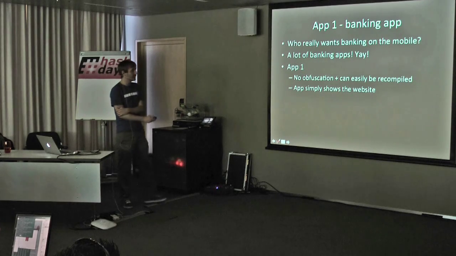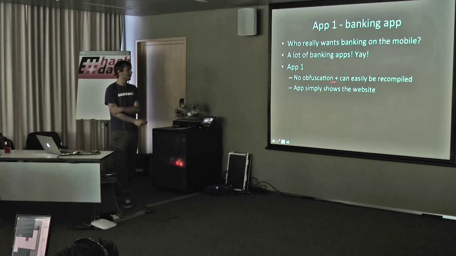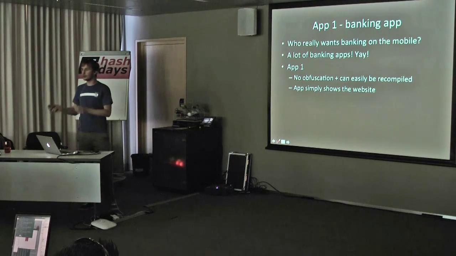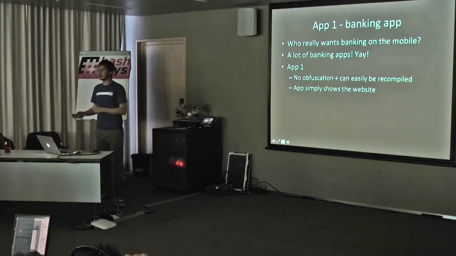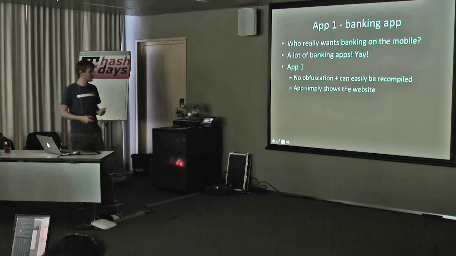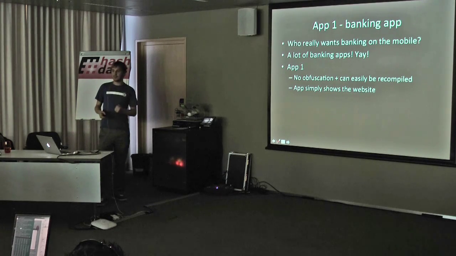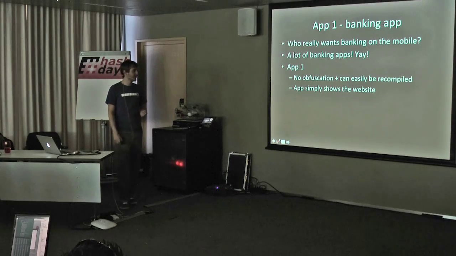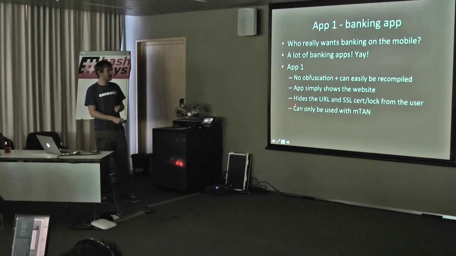And this one had no obfuscation at all. It could easily be recompiled, so I just changed some code and recompiled it again and said, yes, send the credentials to my server, please. And the app simply shows the website. So the app is actually nothing else than a worse browser. So it's like the app opens, there's one window, it loads the normal ebanking.whatever.com website. And the problem with it is that it hides the URL.